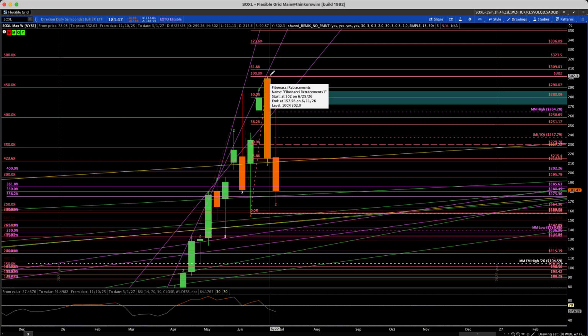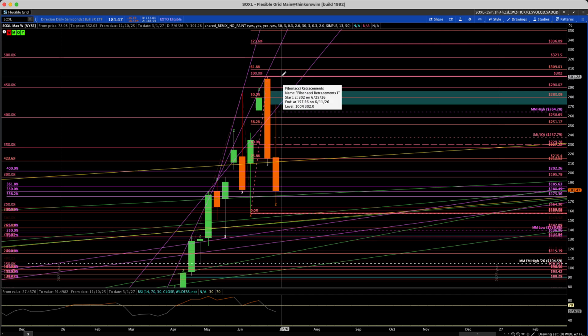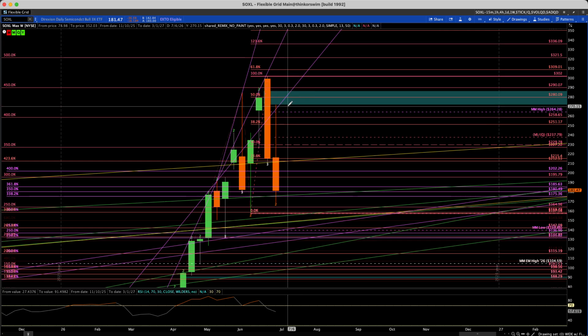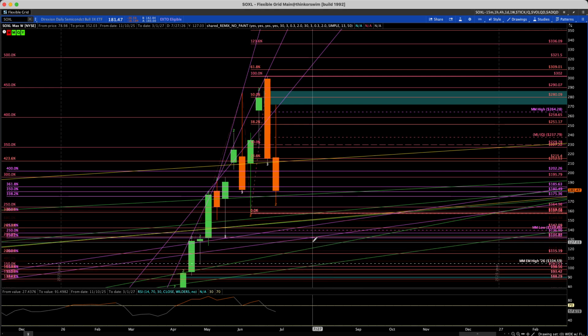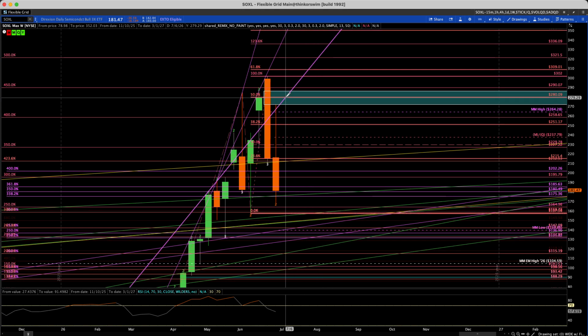That's how we get our market maker's expected move. So 181.47 plus 41.61 gives us that 264.28. 181.47 minus that 41.61 gives us that 139.86. So that's how you get the market maker's expected move for the week.